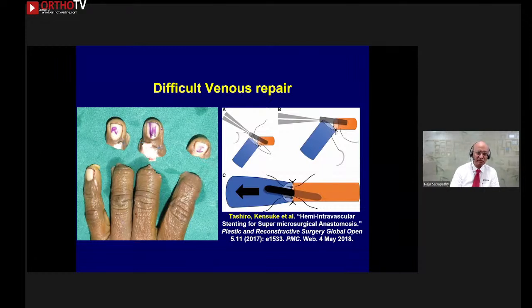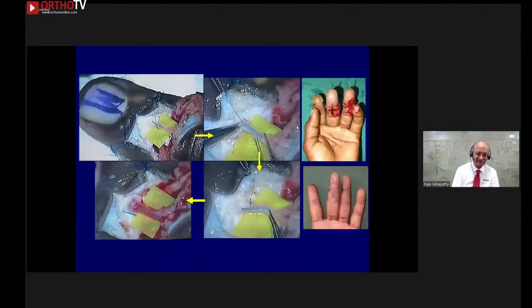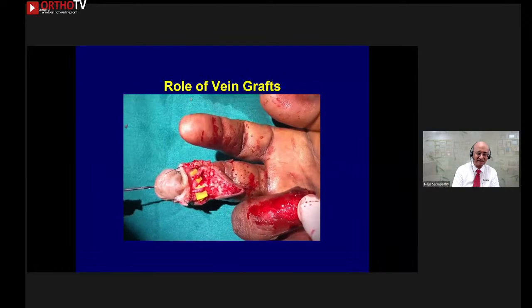So for difficult vein repairs, if the vein is very thin, I think this is a Japanese technique which we found. You put a small Prolene suture into one side, like this. It avoids the back wall suturing, which we have used on some occasions, and then before you do the last stitch, you pull it out. So that again is there.